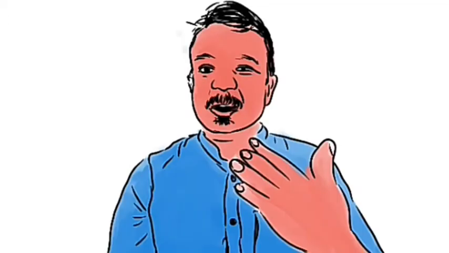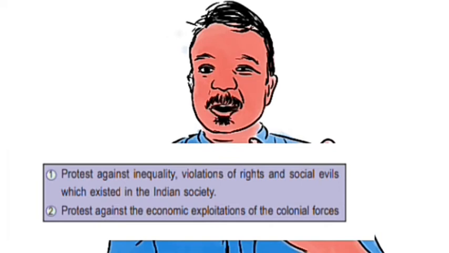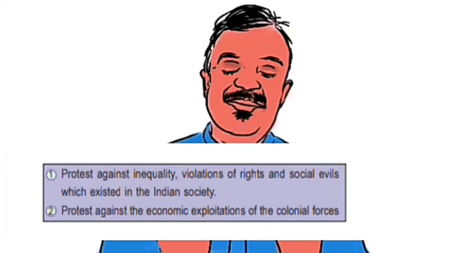Cultural nationalism: the radical changes in society and cultural spheres that cherish nationalism among the people is called cultural nationalism. In the 19th century, India witnessed two types of protests in the ideological and cultural spheres. Two types of protests are given there in our textbook. You please see that. Which are they? Protest against inequality, violations of rights, and social evils which existed in Indian society. And the protest against the economic exploitation of the colonial forces.